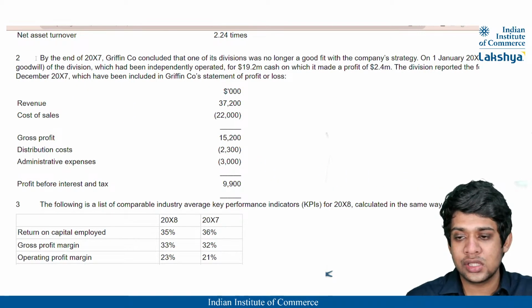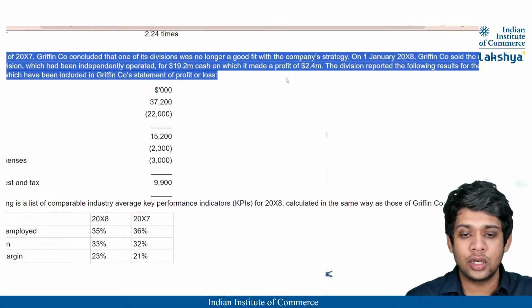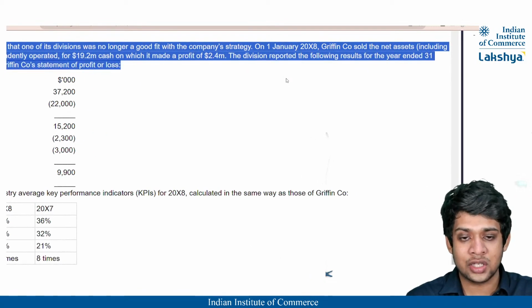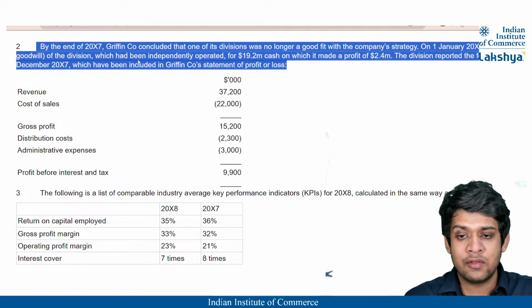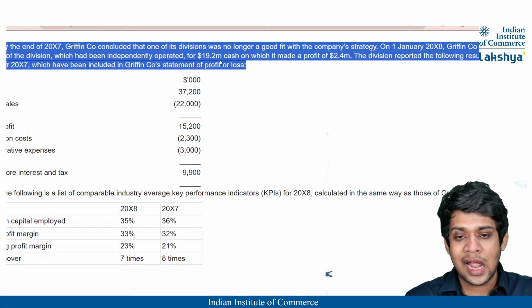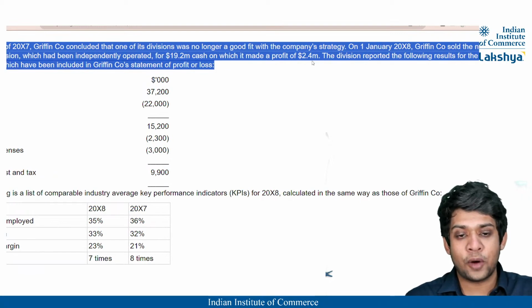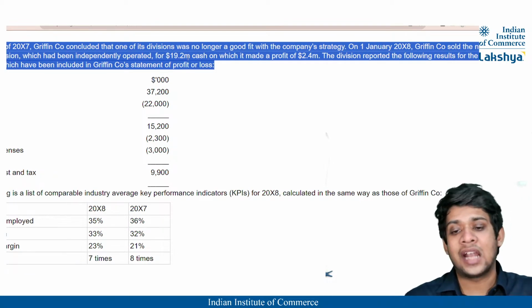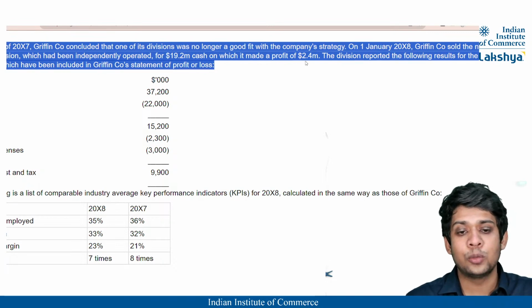By the end of 2007, Griffin Company concluded that one of its divisions was no longer a good fit with the company's strategy. So on 1st January 2008, Griffin Company sold the net assets including goodwill of the division, which had been independently operated, and they sold it for 19.2 million cash, and on which they made a profit of 2.4 million. That means the carrying value of the complete operation or the cash generating unit which is sold is nothing but 19.2 million cash received minus the 2.4 million profit. So you will get the carrying value, correct?